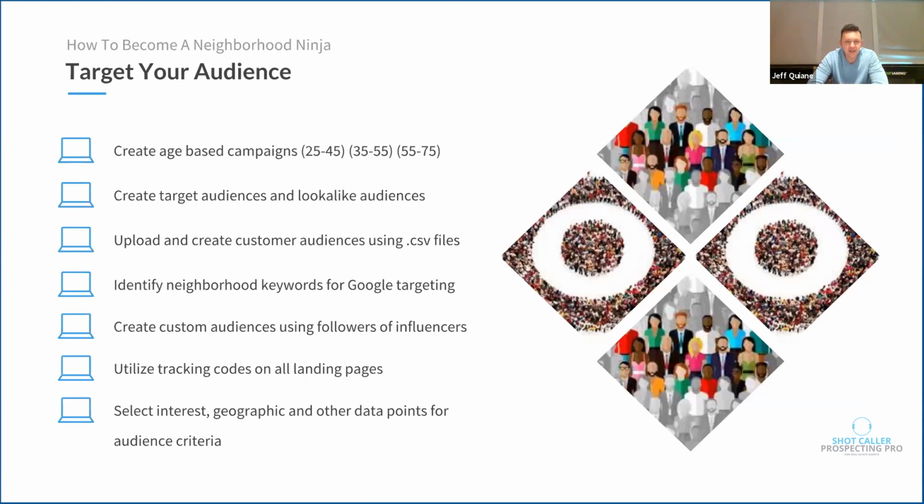And then 65 plus. And so the content you can understand would be different for those categories. So you can create real targeted campaigns based on that. Next would be to create the target audiences and lookalike audiences. So in Facebook, in Google, you can create your audiences, and you also have the ability in most cases to create lookalike audiences based on the characteristics of the audience you created.